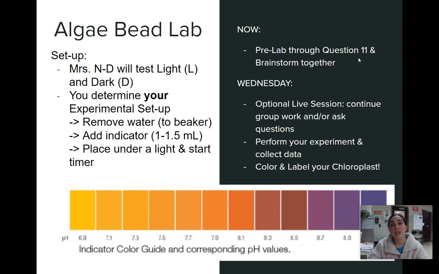If you have any questions as you begin working through the pre-lab today, you can let me know. You can work on everything up through about question 11 and start brainstorming how you're going to run your experiment so that you are ready to do that and collect your data tomorrow. Let me know if you have any questions, and I will see you in a couple days.